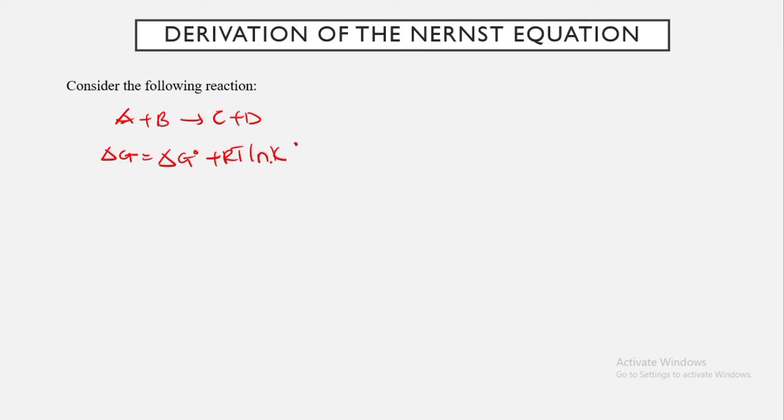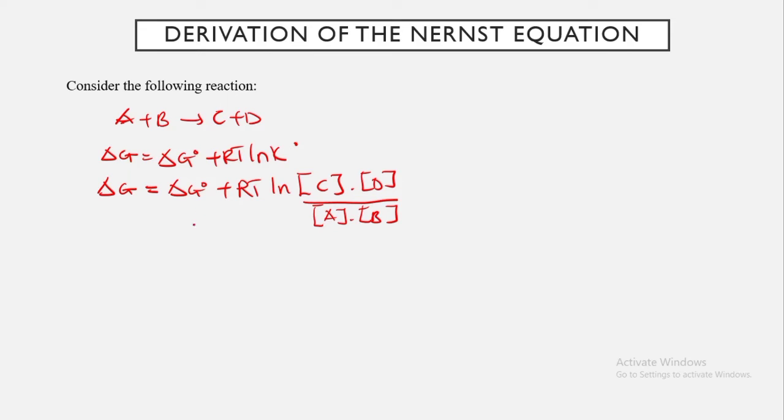Now we know that our ln K becomes what? The change in Gibbs free energy is equal to the change in Gibbs free energy at standard state plus RT ln, then you have the product, which is C times D, all over the reactant, which is A and B. And then we know that the change in Gibbs free energy can also be established as equal to negative NFE. So therefore, for the standard state, we're going to have the change in Gibbs free energy equal to negative NF E naught.